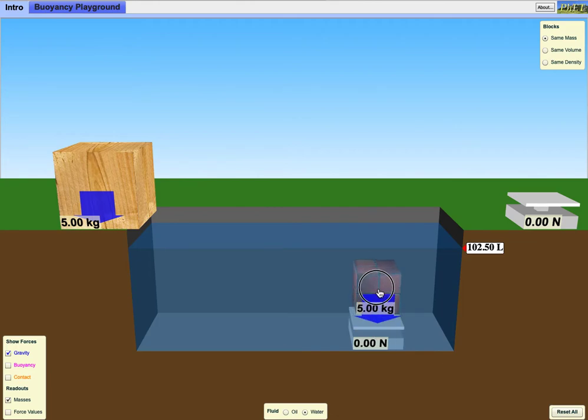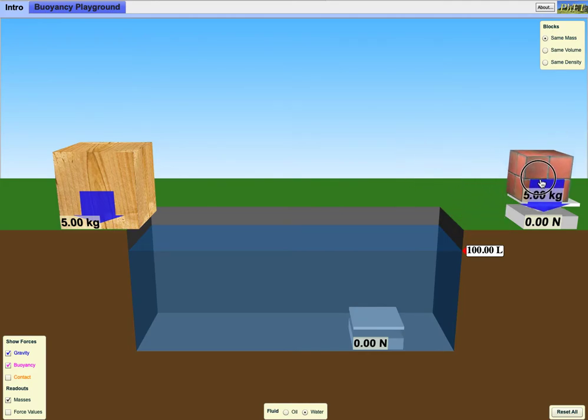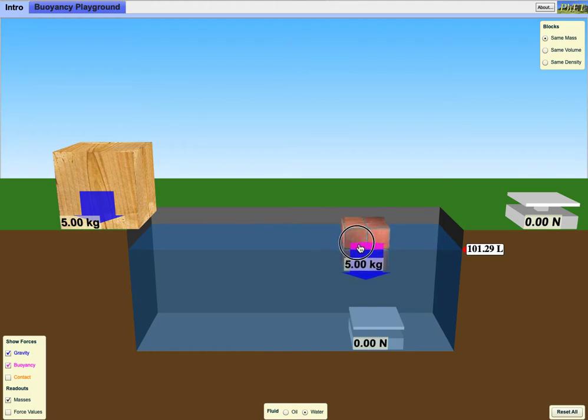So if this piece of cement reads a lower reading on the scale, that must mean there has to be another force here. So let's see what that force is. In air, this thing is going to weigh 49 newtons. And if I submerge it in water, notice that as I submerge it, another arrow appears. This other arrow is called the buoyant force.